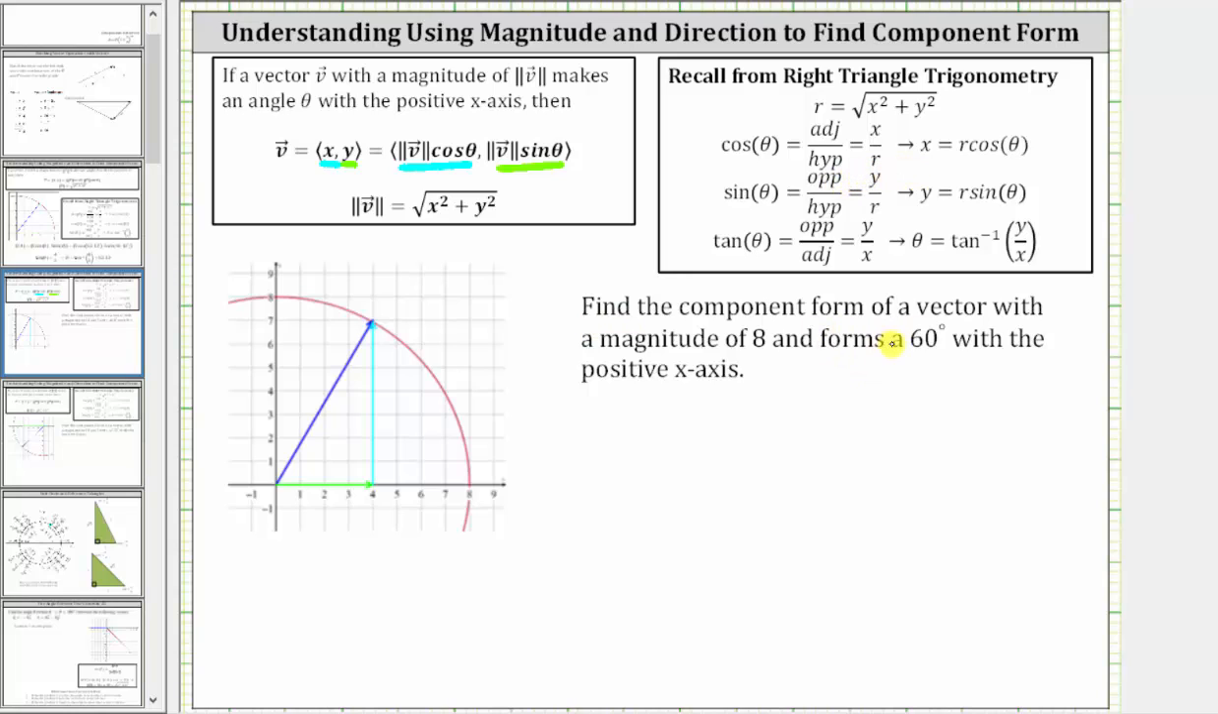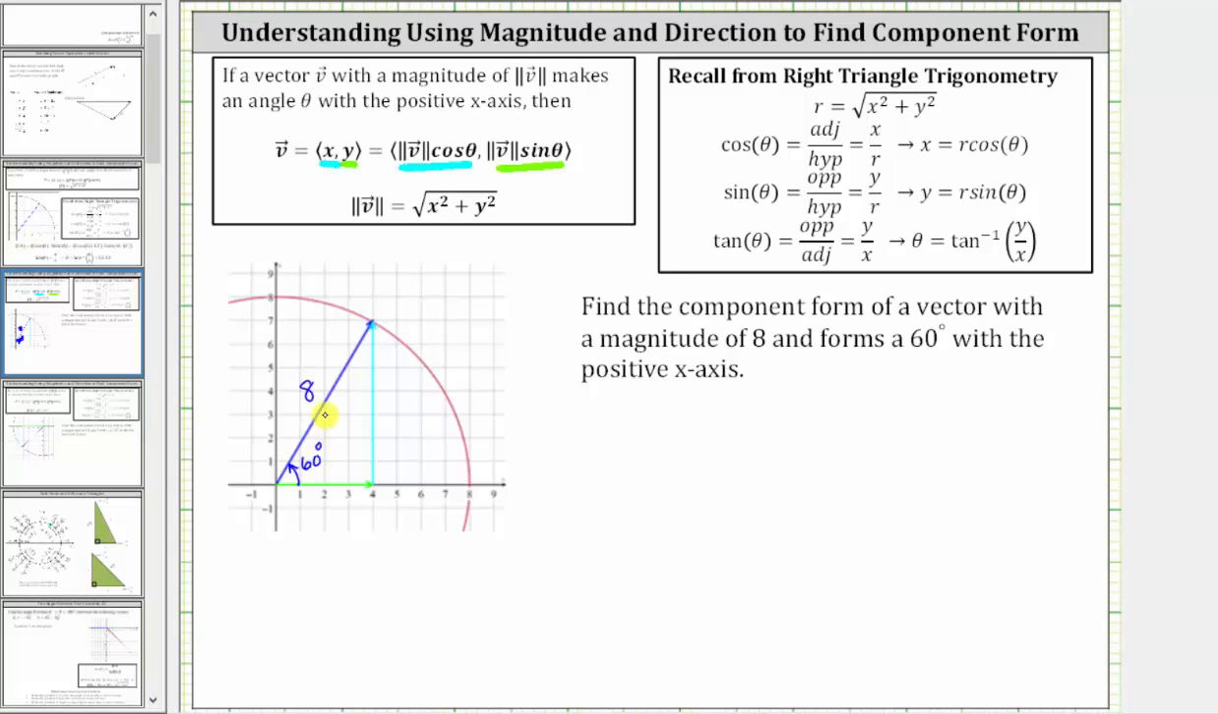We're asked to find the component form of a vector with a magnitude of 8 that forms a 60-degree angle with the positive x-axis. So to begin, I've already sketched this vector in blue. Because the magnitude of the vector is 8, we know the length of the vector is 8 units. And because the vector forms a 60-degree angle with the positive x-axis, we know this angle here is 60 degrees.